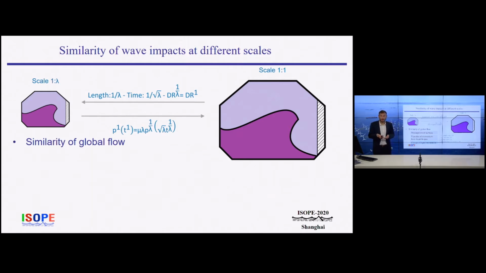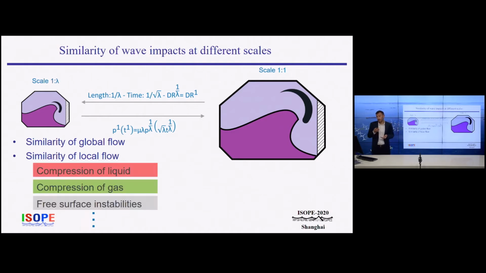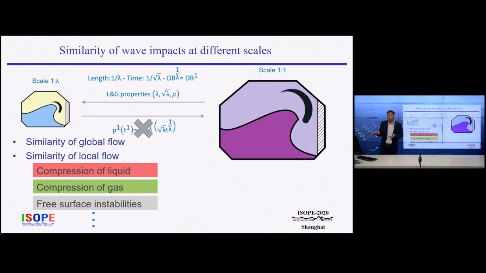Now, coming to the local flow, the local flow will perturb the flow similarly at both scales if the properties of the liquid and the gas corresponding to local flow phenomena follow the length, time scale, and the mass scale imposed by the global flow similarity. This requires different fluids at both scales. The right fluids do not exist on this planet for small enough scales. The consequence is that the pressures are not related by a unique relationship given the local flow for practical scales.